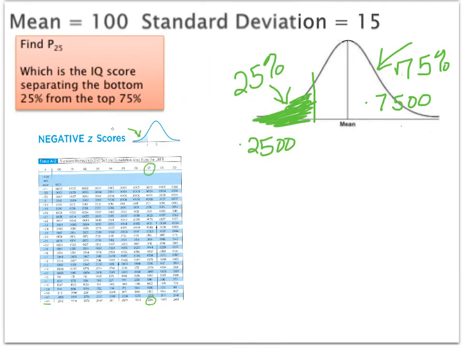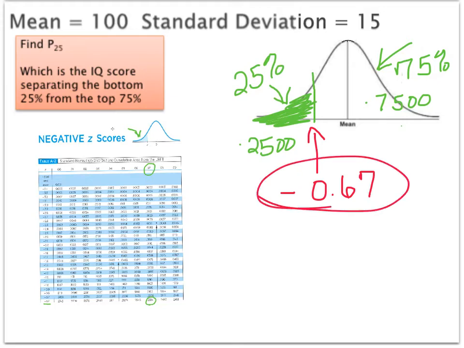So the z-score that is associated with 0.2500, or the 25th percentile, is negative 0.67. And I did not mean to put that extra decimal in there. So that's my z-score. Now how do I convert that to the IQ score?